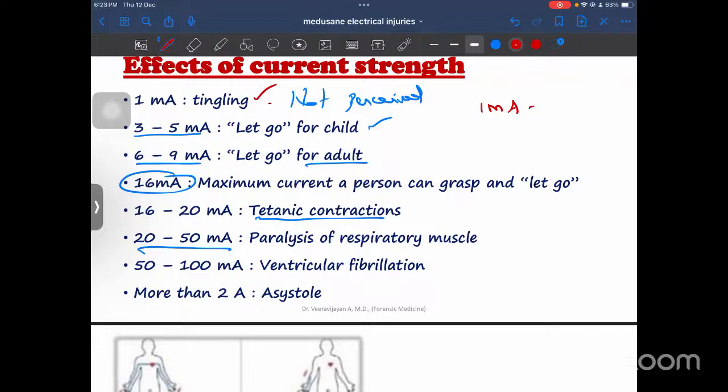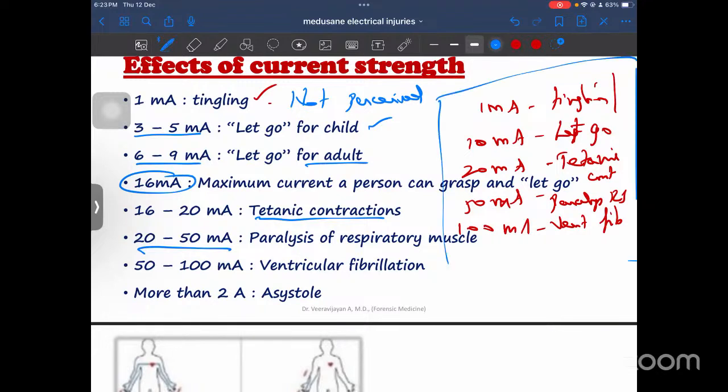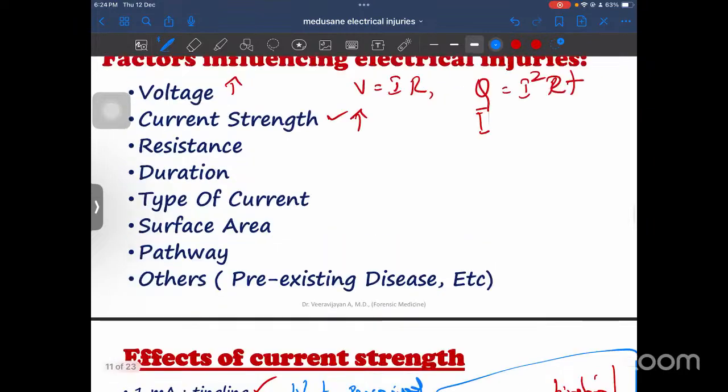1 milliampere, just tingling or no sense. Again, 10 milliampere, let go effect. 20 milliampere, tetanic spasm or tetanic contraction. 50 milliampere, paralysis of respiratory system or respiratory muscles. 100 milliampere, ventricular fibrillation. This is the easy way to remember this. More or less, it is approximate to the given values in the book. So we have seen the current strength.